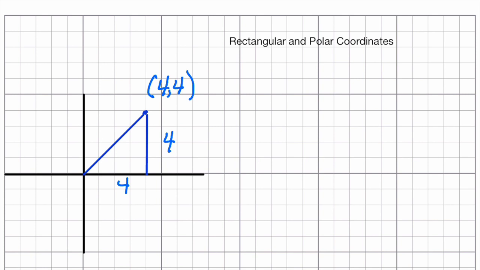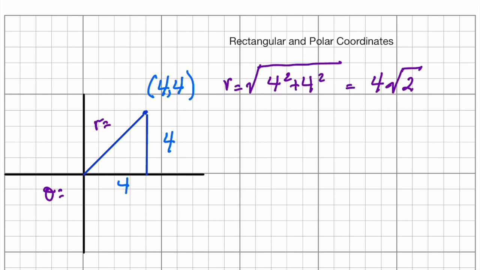To go to polar coordinates, what I need to do is find a radius, and I need to find an angle. To find the radius, we simply use the Pythagorean theorem. The radius is equal to the square root of 4 squared plus 4 squared, which is going to be 4 radical 2. The angle between those, since it's an isosceles triangle, I can use the arc tangent. The arc tangent of the opposite side to the adjacent side turns out to be pi fourths.